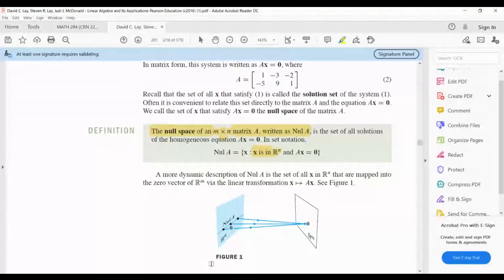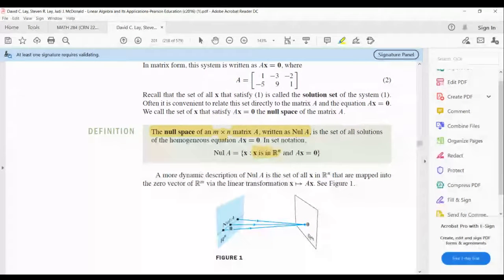All the vectors in the null space get mapped, including the zero vector. The zero vector is obviously in the null space because A times 0 is 0. All those vectors get mapped to the zero vector, and the zero vector is a vector in Rm space. Okay, so that's just a little pictorial representation of null space. Are there any questions on that? All right, very good.